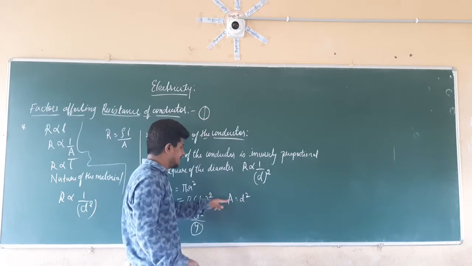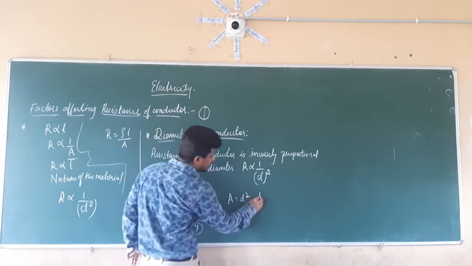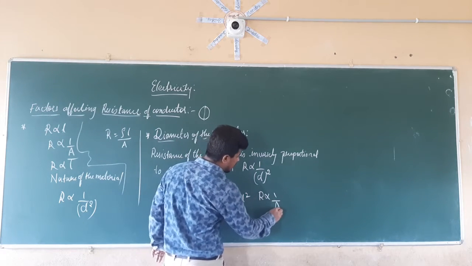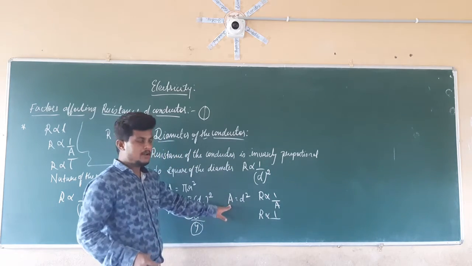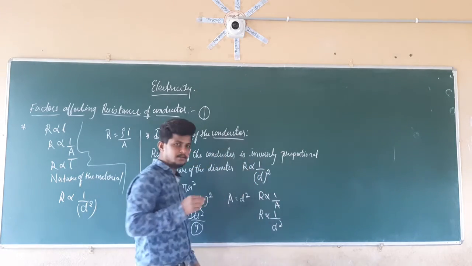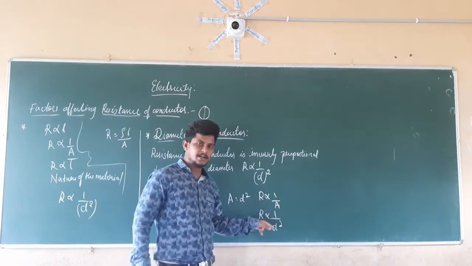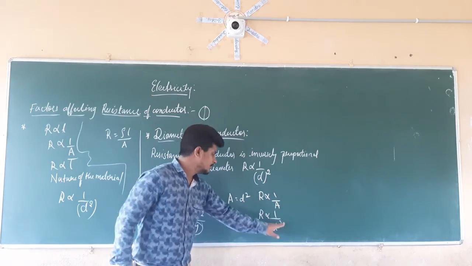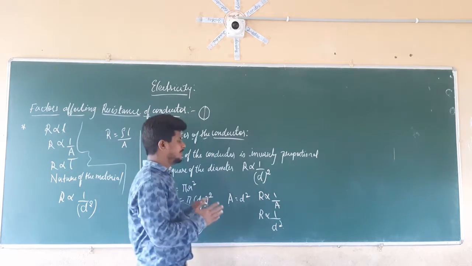For that reason, we have the formula that R is inversely proportional to 1 by A, which can be written as R is inversely proportional to, in the value of A, we can put D square here. So this statement is nothing but the resistance of the conductor is inversely proportional to the square of the diameter.